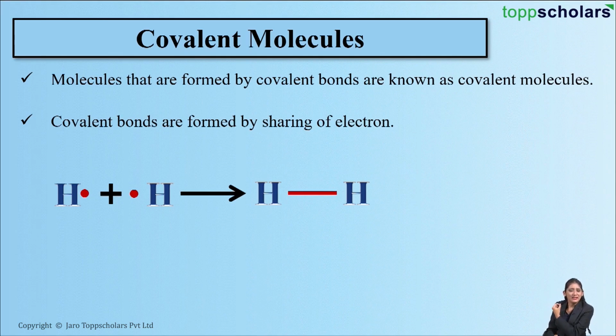Now friends, this single line between these two hydrogen atoms represents a covalent bond. Each single line represents a pair of electrons. So friends, a covalent bond is formed by the sharing of electrons. And molecules which contain these covalent bonds are called covalent molecules. So the hydrogen molecule consists of one single covalent bond. And this single covalent bond is represented by a line between these two hydrogen atoms. And remember friends, one single covalent bond consists of a pair of electrons.